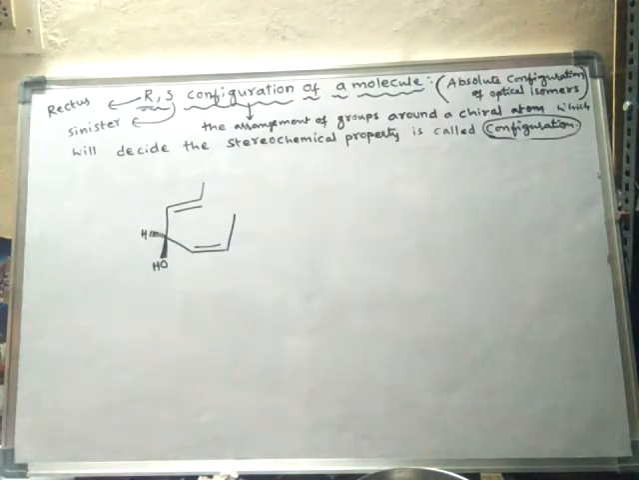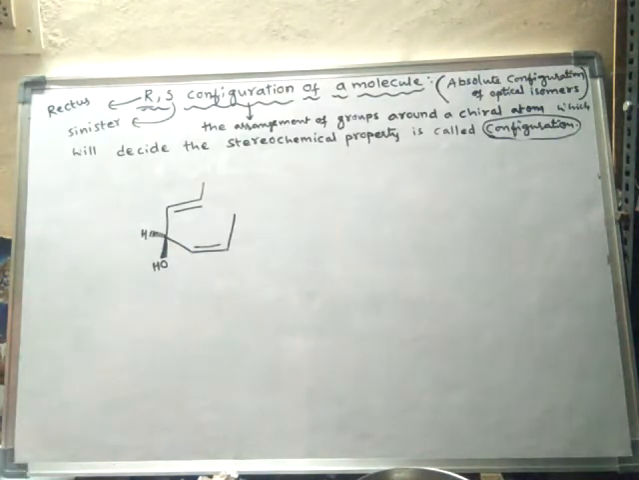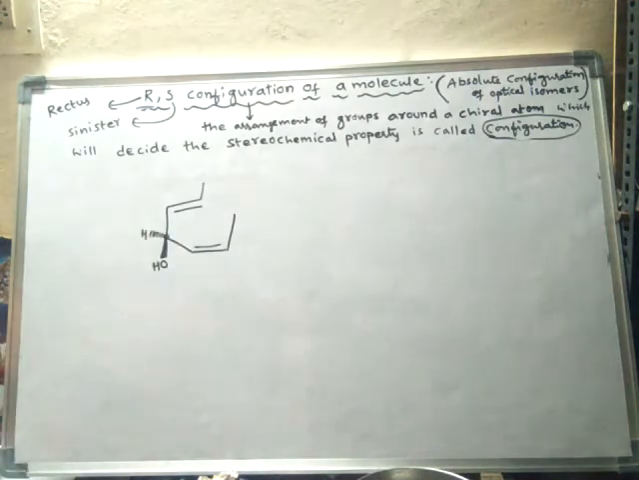Okay, so this is a molecule. Then what is the name of this molecule, and write the configuration of this molecule. So if you observe, there is only one chiral carbon in it, only one chiral carbon.